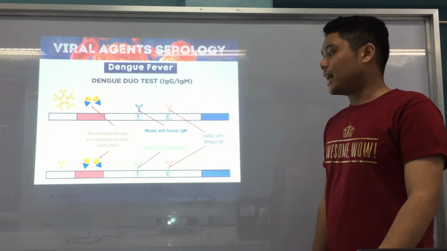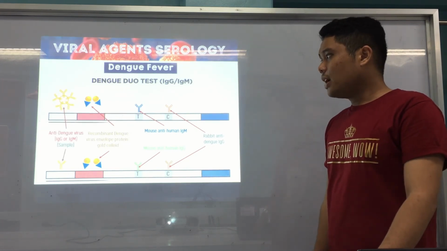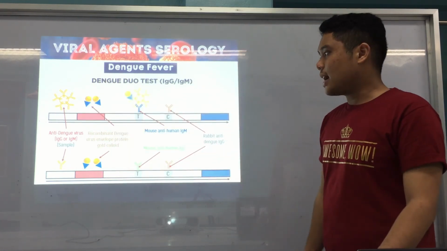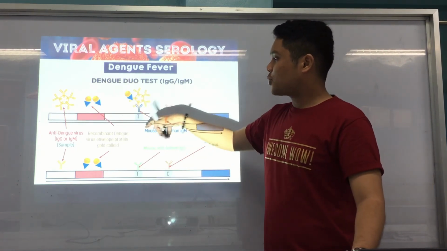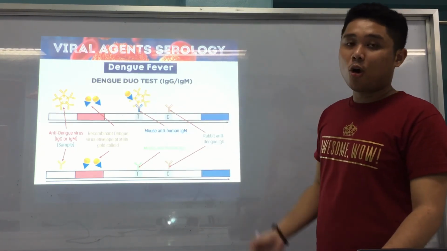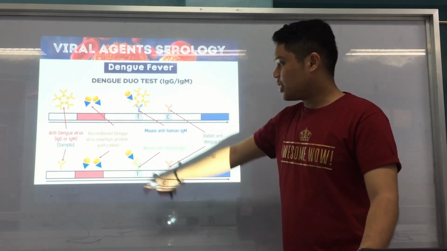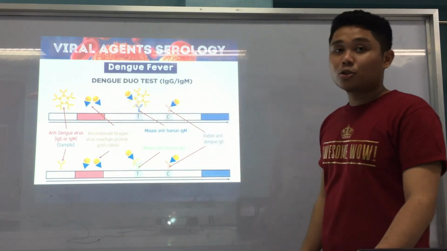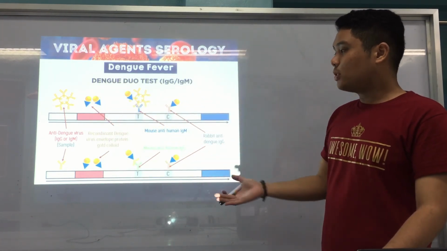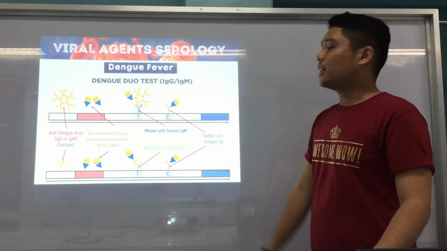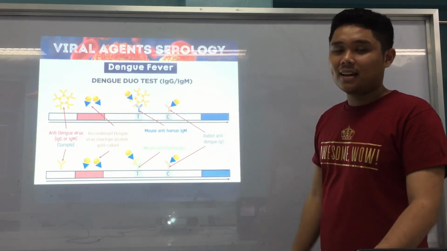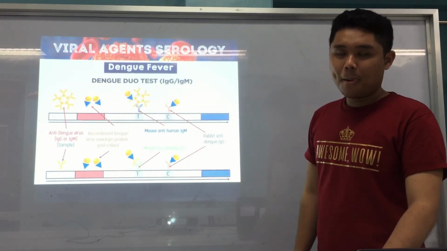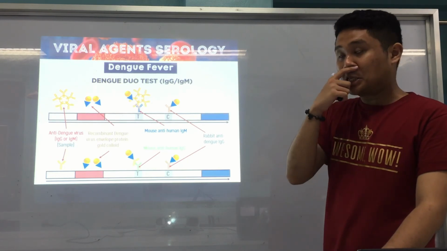Now let's say your sample has either IgM or IgG. Of course, they will bind with this. The triangle is the envelope protein. They will be captured by the test system, which leads to the coloring of the test band, similar with your IgG. And the remaining unbound recombinant dengue virus envelope protein gold will be captured by your mouse anti-human, rabbit anti-dengue IgG. That will lead to the coloring of your control band. So that's for immunochromatography in the dengue duo.